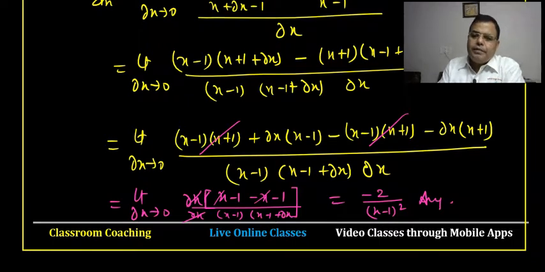So I hope you got it. What I want to say is that delta x cancels and delta x will be 0, so this will be 0, and in the numerator it will be minus 2, and in the denominator x minus 1 and x minus 1, that will be x minus 1 whole square.